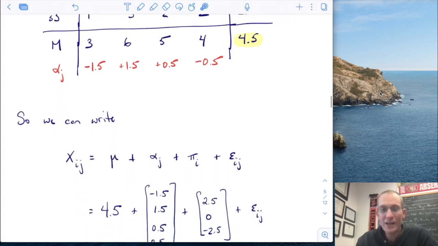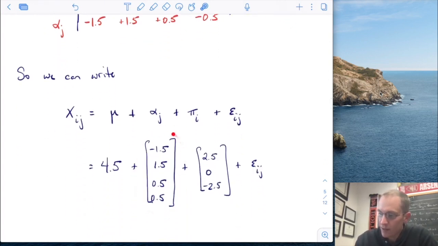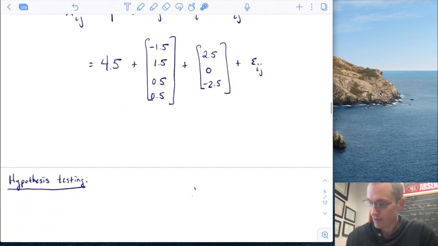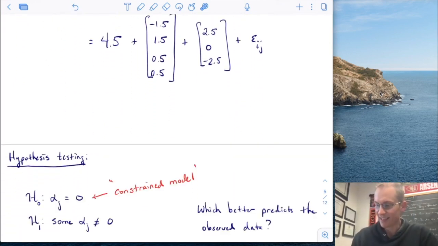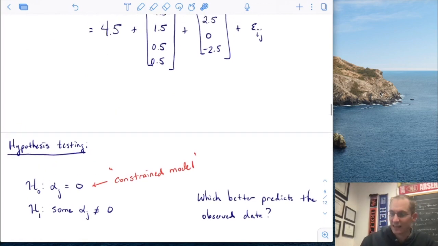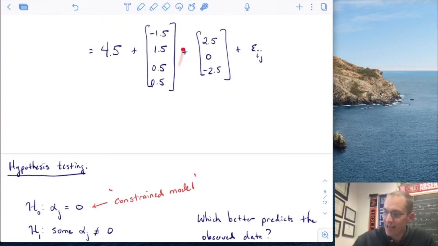And particularly, we can test whether these treatment effects are 0 or not. So when we're thinking about hypothesis testing, that's what we're asking. We're asking, are these alpha j's equal to 0?